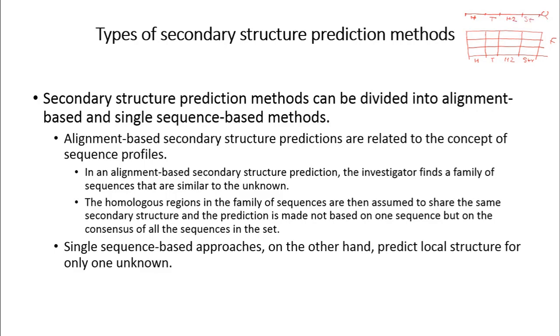So what do we do in such alignment based secondary structure prediction? The investigator finds the family of sequences that are similar to the unknown. Whatever homologous region is present in the family is assumed to have the same secondary structures for your query sequence or unknown sequence.